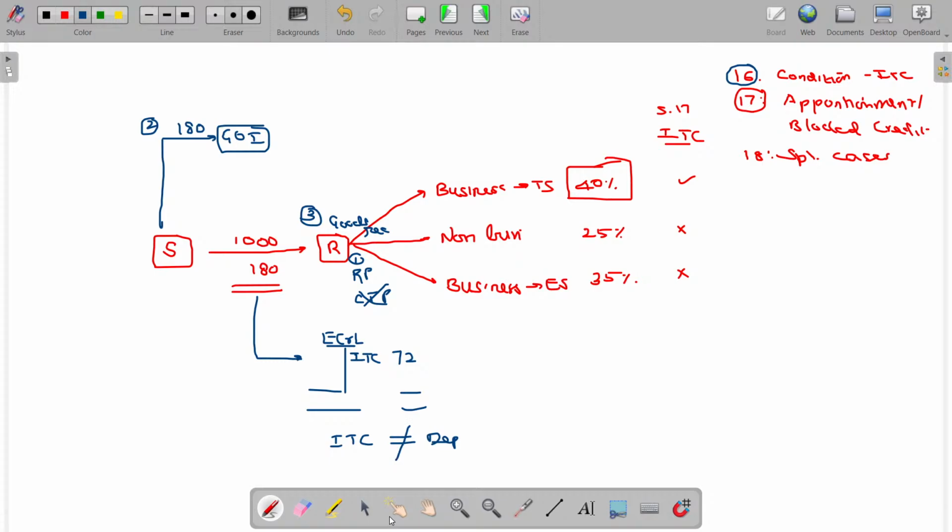These two are not matching. 1000 rupees, ITC 180, 1180. Assume 10% depreciation, this means you can claim the depreciation only on 1000. If you don't get the ITC, then you can claim the depreciation on 1180. Hope you are now able to understand.